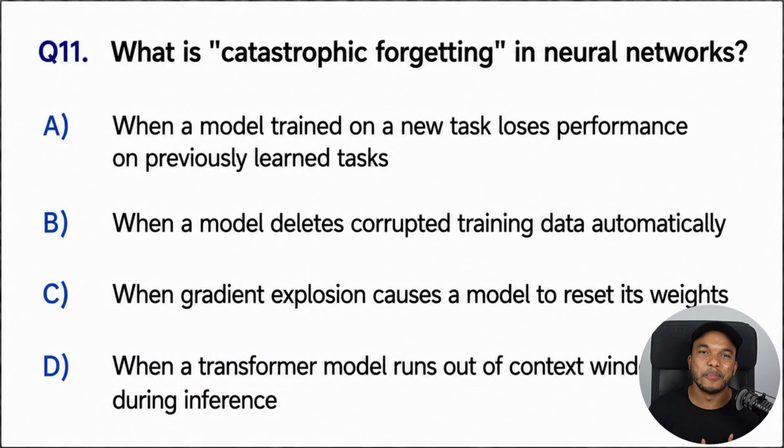Okay, so question number 11. What is catastrophic forgetting in neural networks? Is it A, when a model trained on a new task loses performance on previously learned tasks? Is it B, when a model deletes corrupted training data automatically? Or C, when gradient explosion causes a model to reset its weights? Or D, when a transformer model runs out of context window during inference? Good luck, your timer begins now.